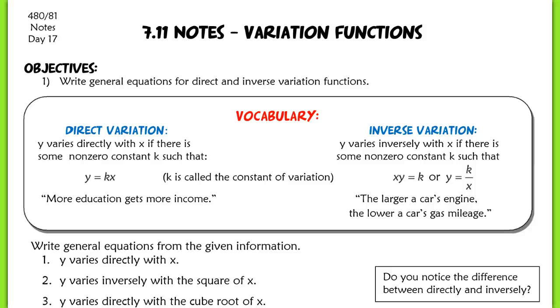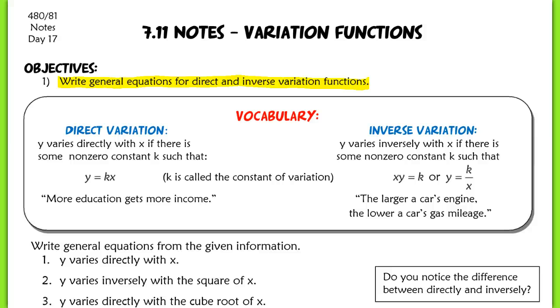This lesson is for section 7.11. We're going to be working with variation functions. Our main objective for today is to be able to write an equation for either a direct or an inverse variation function. So the first thing we have to do is talk about the vocabulary, to make sure we understand the difference between a direct variation function and an inverse variation function.